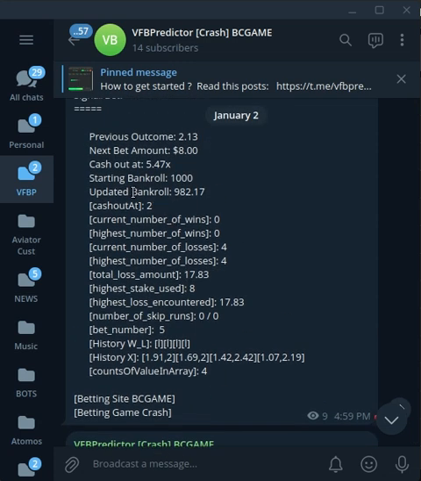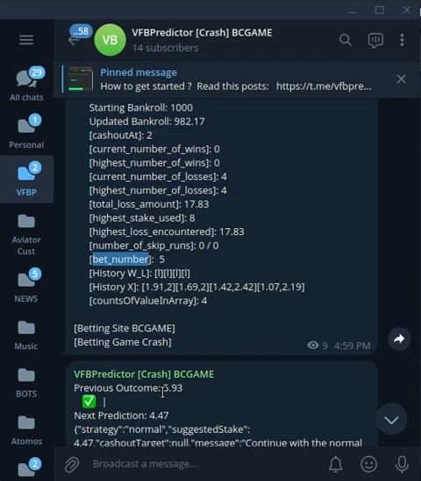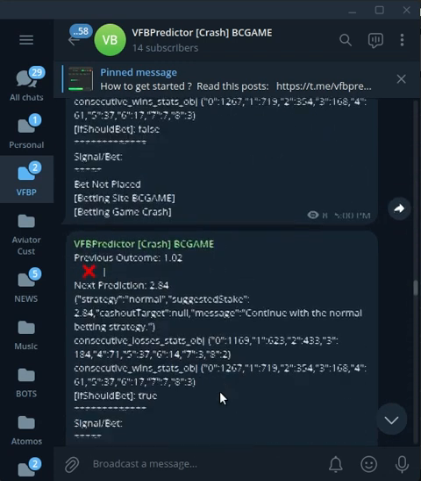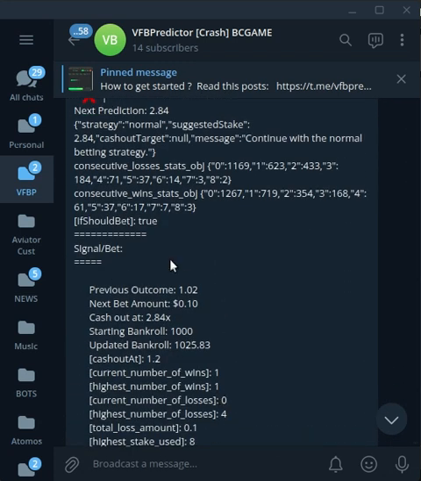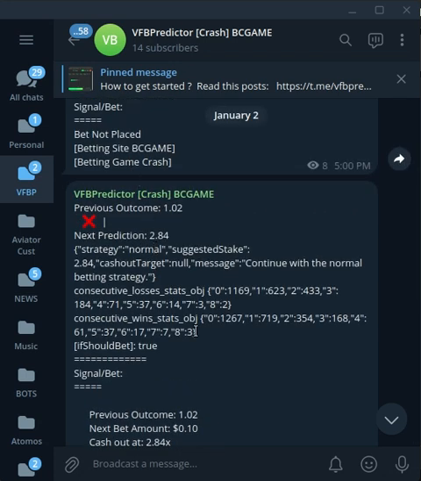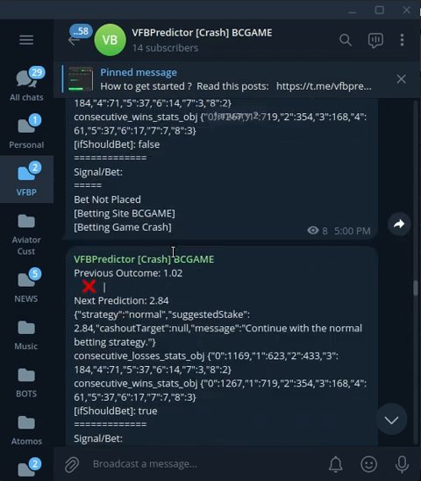And as you can see, our bankroll had gone down from 1,000 to 982.17, right? And this one is the 5th bet, and we've had 4 losses on the 5th bet. We won, right? So after winning the 5th bet, we wait for the next signal.